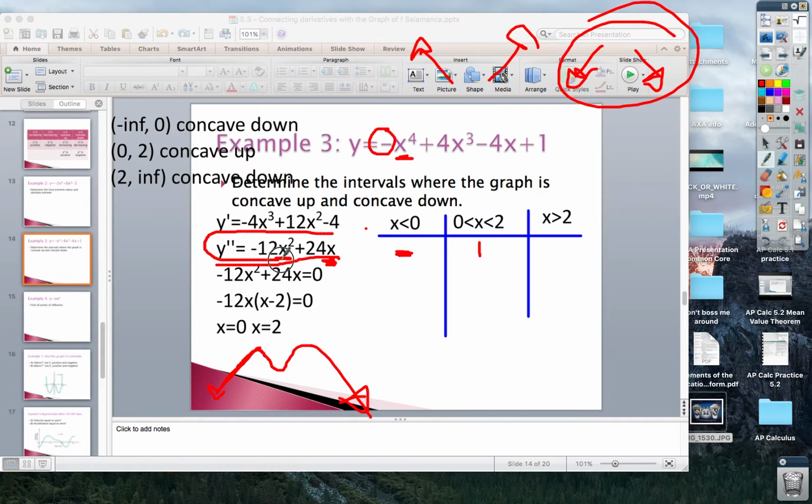From 0 to 2, if we substitute 1, because that's in between 0 and 2, we get from, again, the second derivative, negative 12 plus positive 24. So 24 minus 12 is positive. So we know that's concave up. And if we do the same thing here, that'll be negative. So that's kind of how we're using these tests.